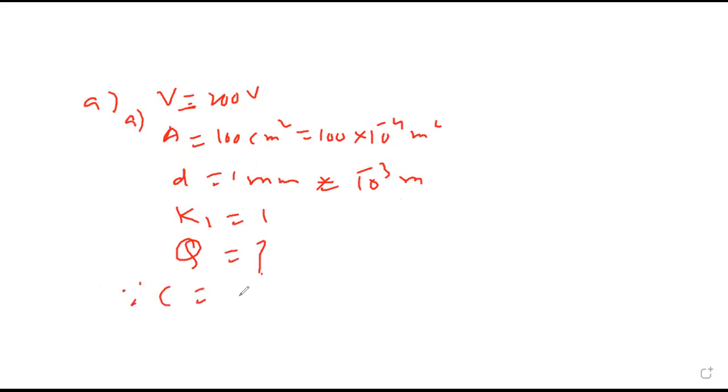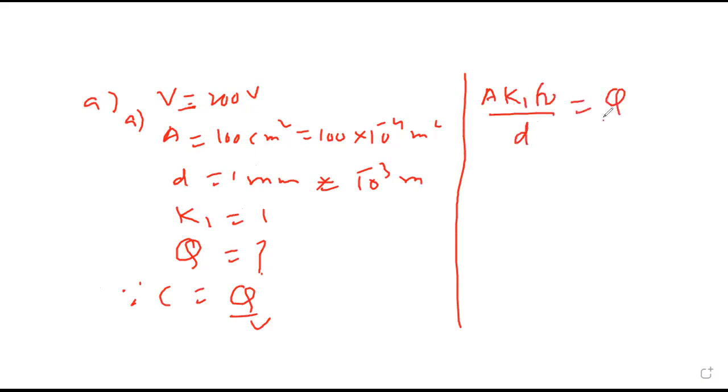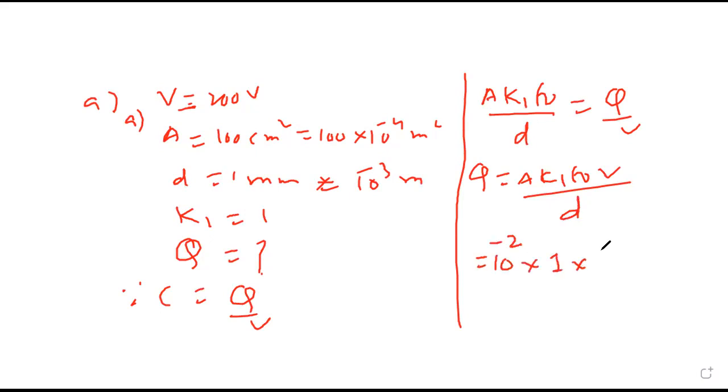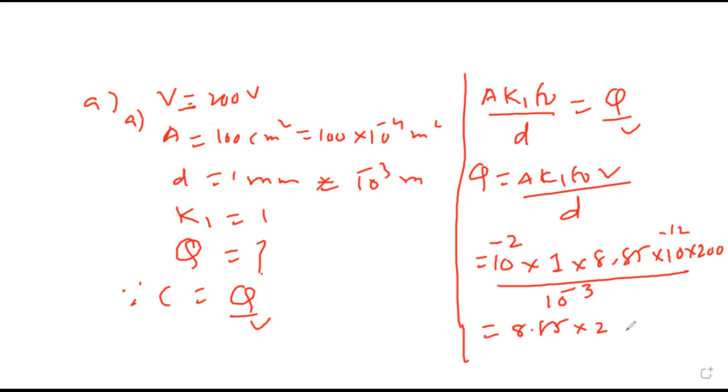C is Q by V. C is also A K1 epsilon 0 by D, equal to Q by V. So Q will become A K1 epsilon 0 into V by D. Area is 10 raised to minus 2. K1 is 1. Epsilon naught 8.85 into 10 raised to minus 12. V is 200 upon D, which is 10 raised to minus 3. So 8.85 into 2 into 10 raised to minus 12 upon 10 raised to minus 3.